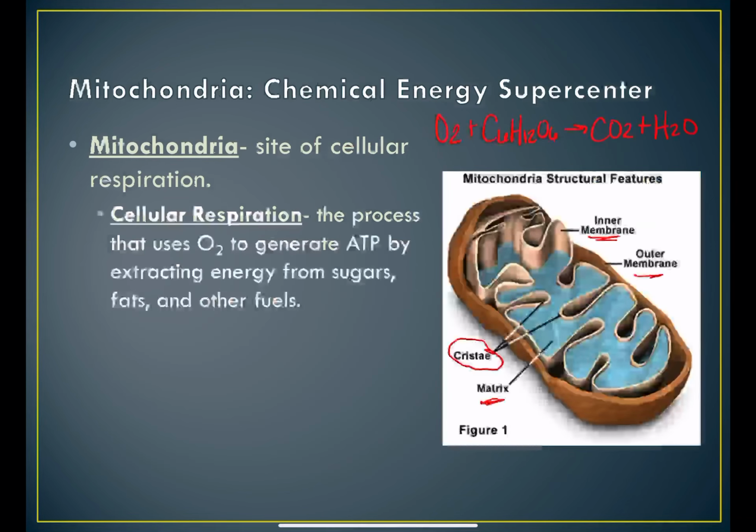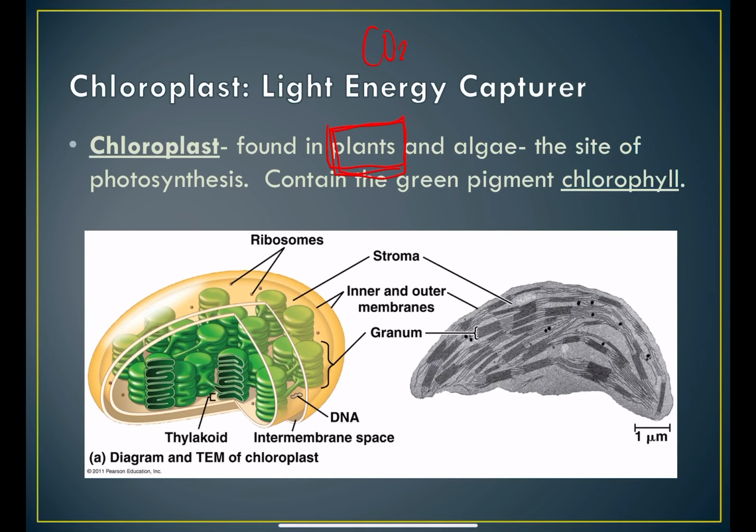Now, chloroplast, if you look at the equation for photosynthesis, it is exactly opposite of the equation for cellular respiration. So plants are going to do photosynthesis. They also do cellular respiration. But they also do photosynthesis, and that happens in the chloroplast. So the chloroplast, if you see it under a microscope, it's going to look green because it has the pigment chlorophyll in it. Like the mitochondria, the chloroplast has two membranes. It's a double membrane structure.